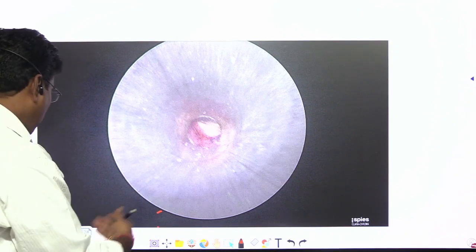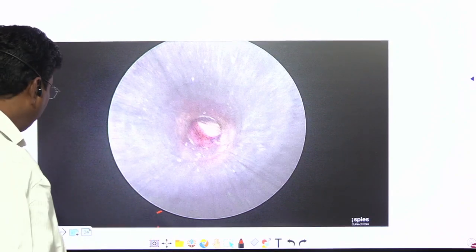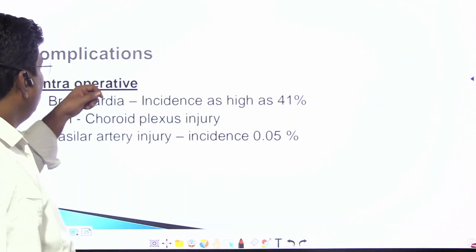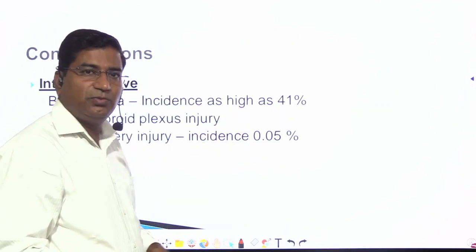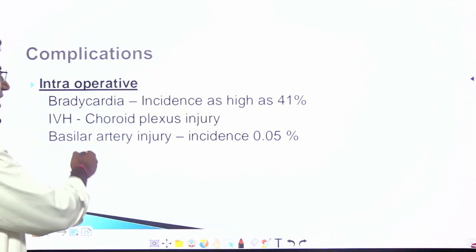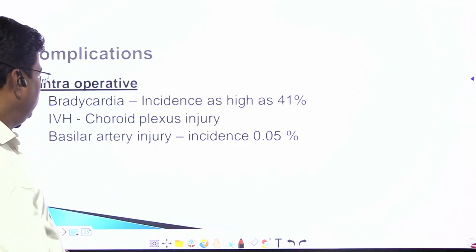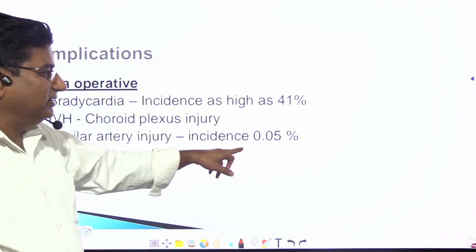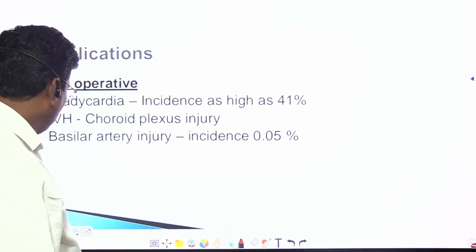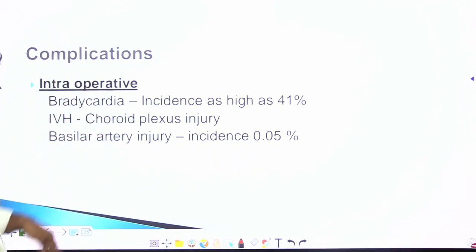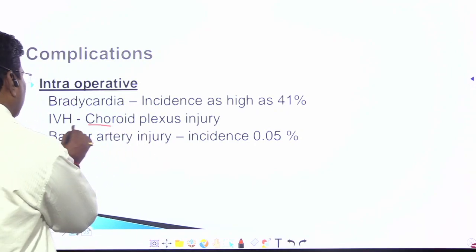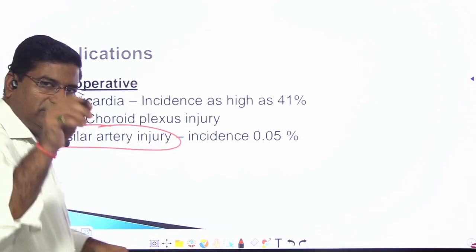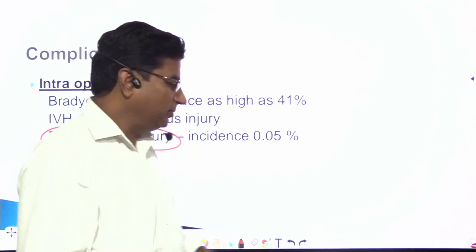After that, we go for complications. Intraoperative complications include bradycardia, with a high incidence of 41%. IVH, choroid plexus injury, and basilar artery injury have an incidence of 0.05%. These are the intraoperative complications. If a basilar artery injury appears, you put in only an EVD and close the patient.